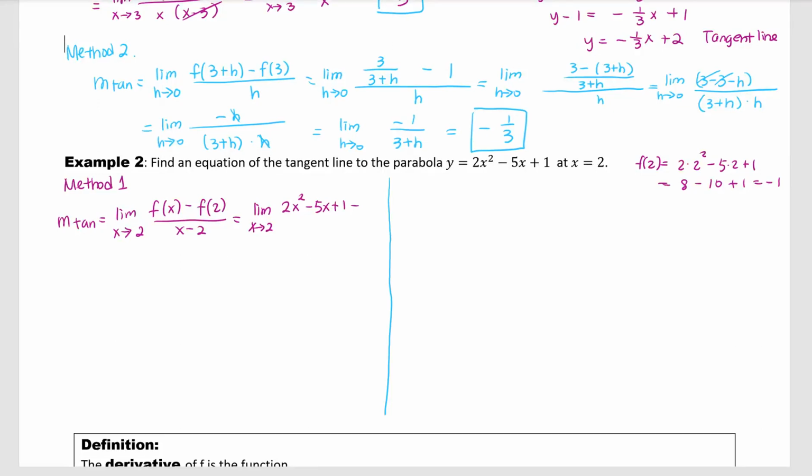And let's see. So here we have 2x squared minus 5x plus 1, minus negative 1, over x minus 2. And then minus negative 1 is the same as plus 1. So this is the same as 2x squared minus 5x plus 2.